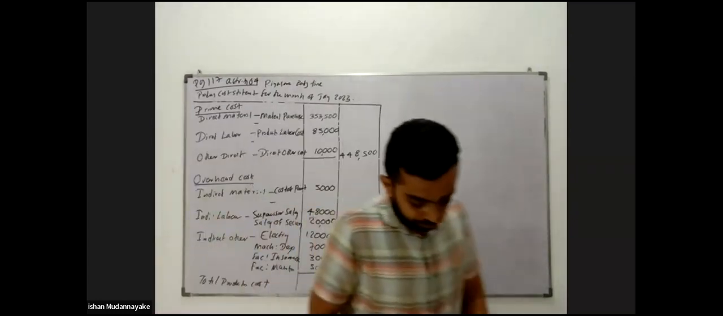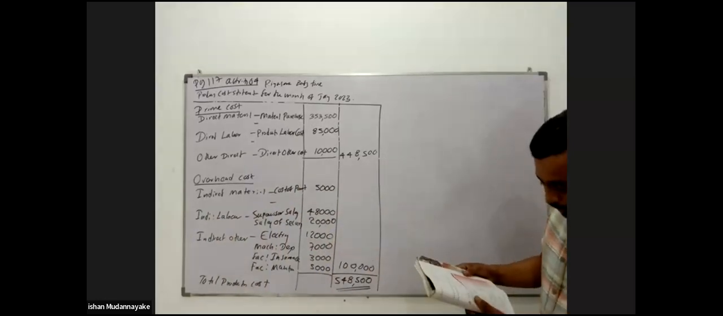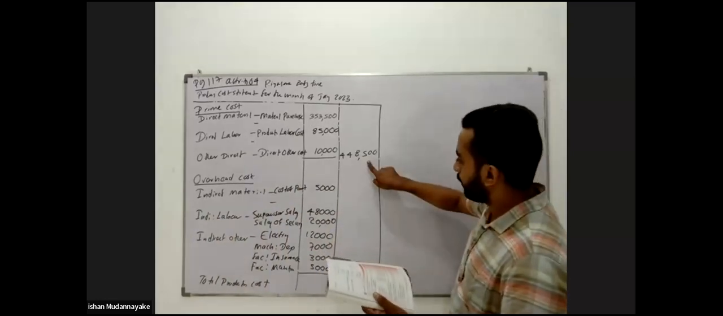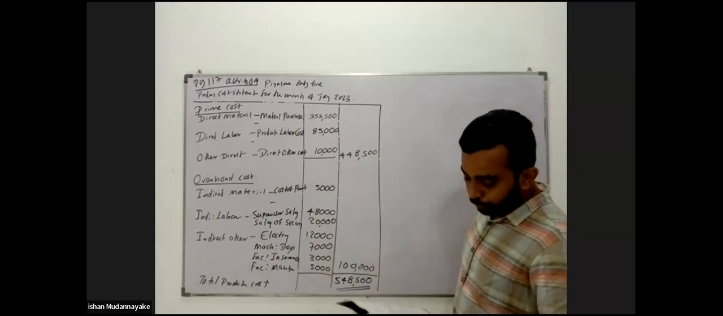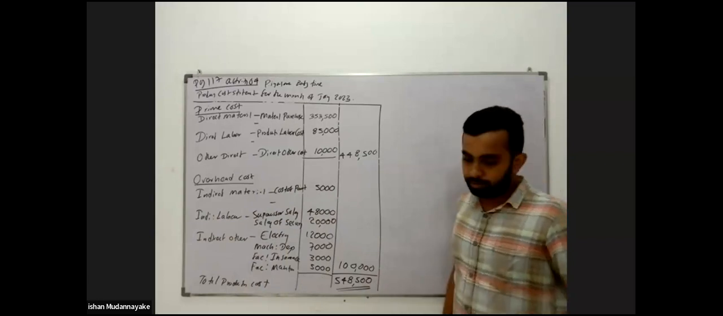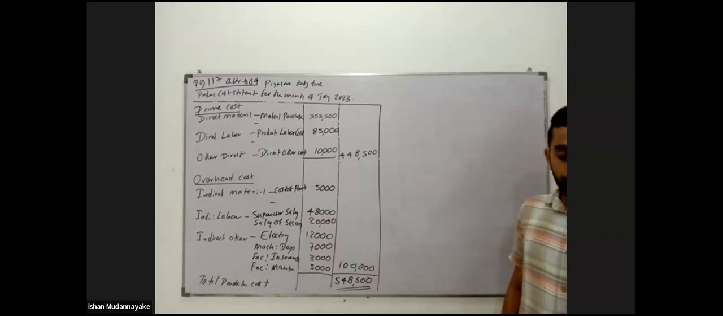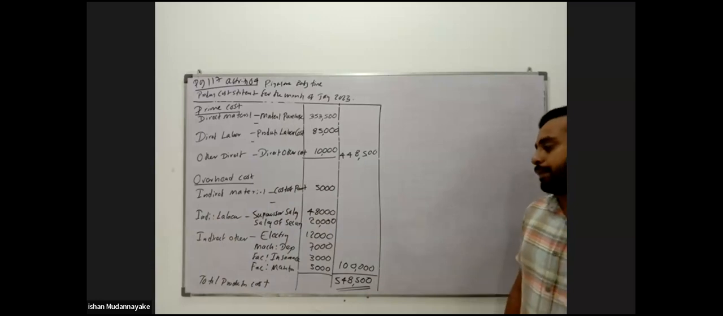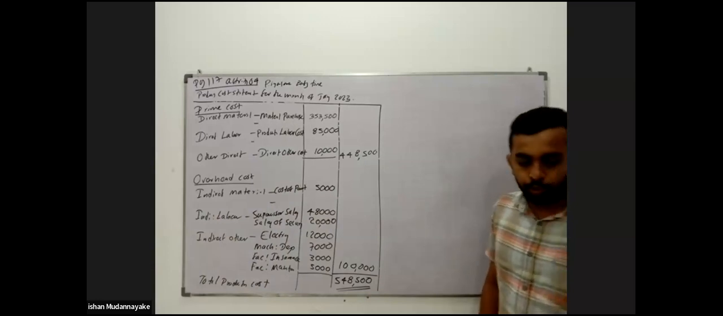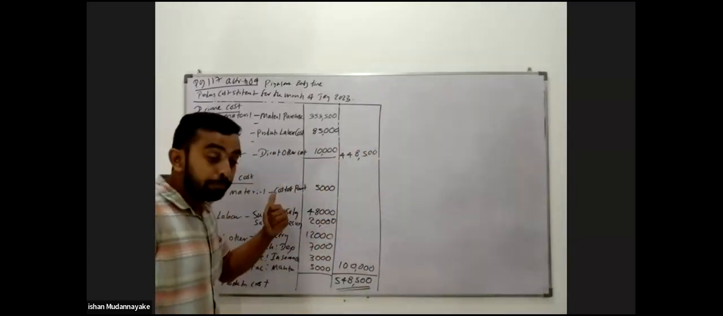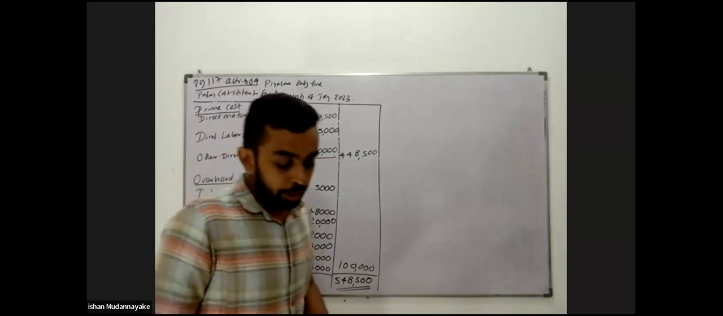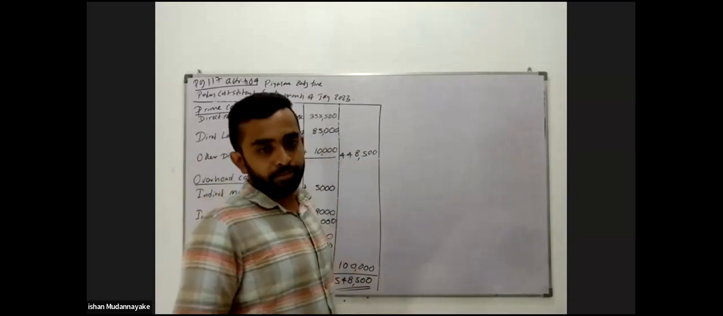Okay, right. The question asks you to calculate prime cost 448,500, production overhead cost 100,000, and total production cost 548,500. And the fourth one, per unit selling price. Before calculating per unit selling price, you need to calculate the cost per unit.